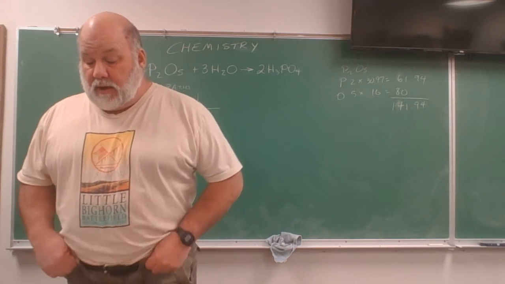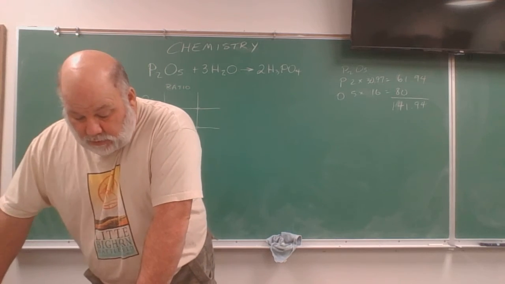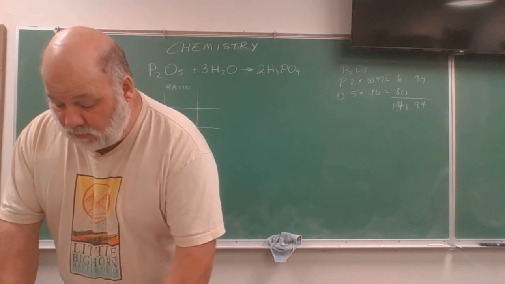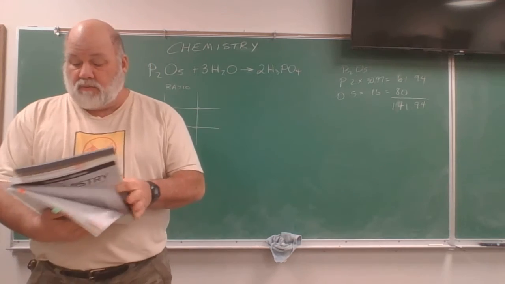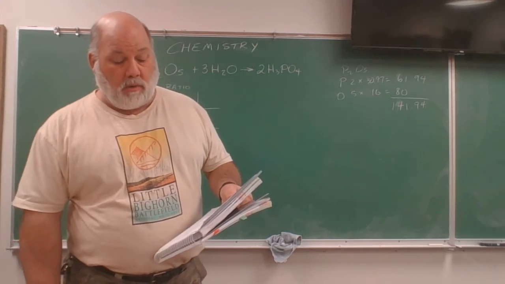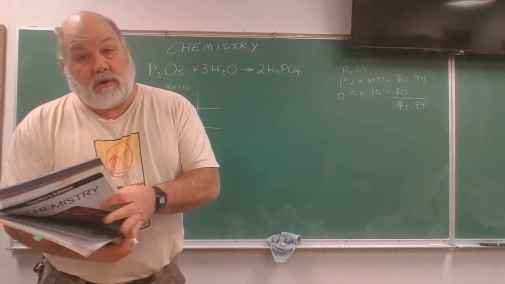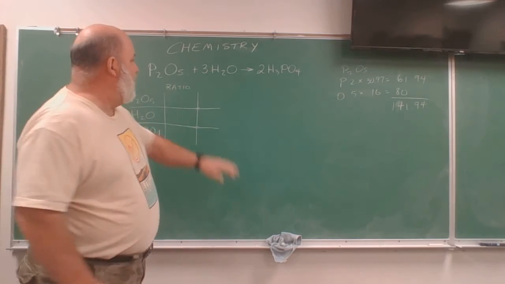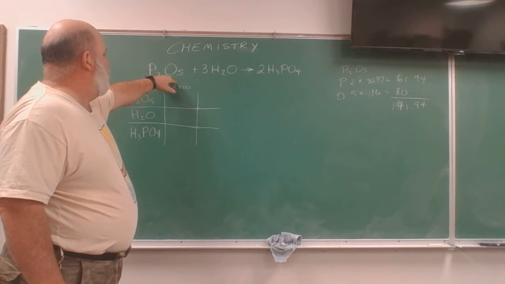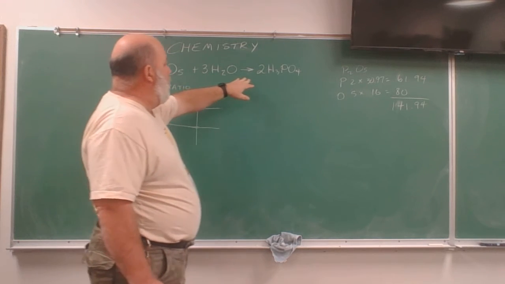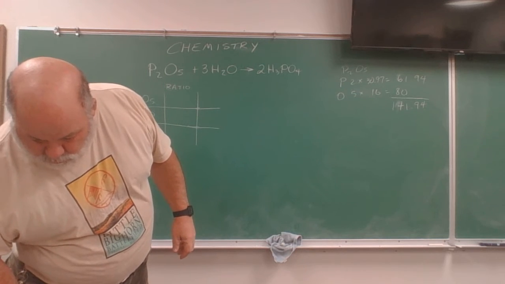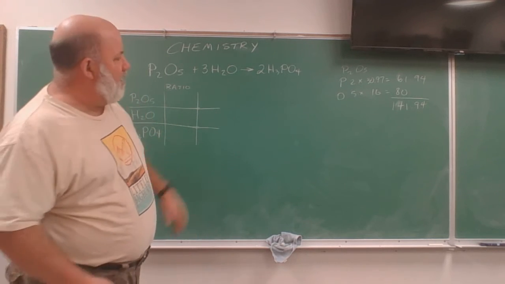And in example 9.11 on page 238, it says if 25 moles of diphosphorus pentoxide reacts with water to form phosphoric acid, how many moles of water are required? Here is the balanced equation, and they've given it to us. Here's the diphosphorus pentoxide, the water, and what do they call that? Phosphoric acid? Yeah, phosphoric acid.